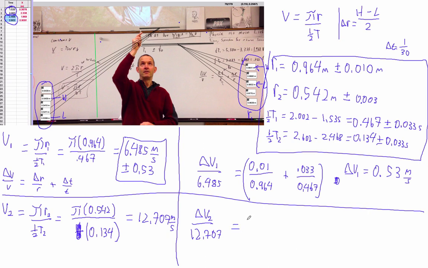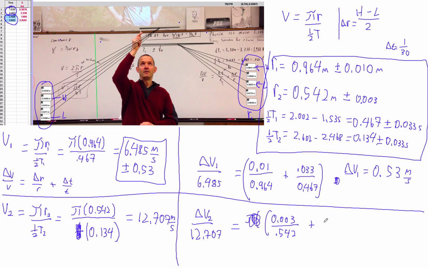equals, okay, so let's go pi times, what am I doing? Dear Lord. I'm just daydreaming. Is there an eraser? There's not an eraser. Okay. Ignore what this guy's doing here. Okay. So that's going to equal, and then this uncertainty, for this distance, is 0.003 over 0.542. Sorry, I'm just a little spacey here.